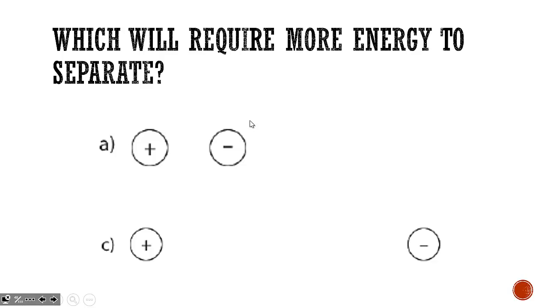All right, here's A again, but here's another scenario. In C, the distance between our proton and our electrons are different.